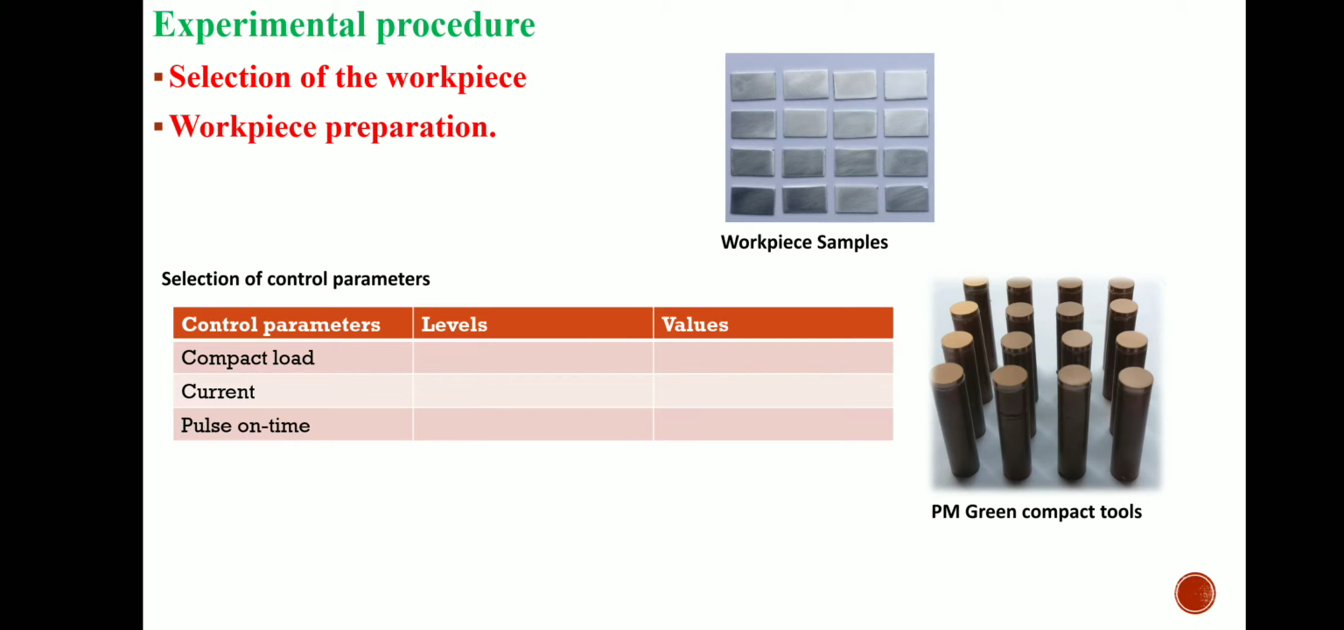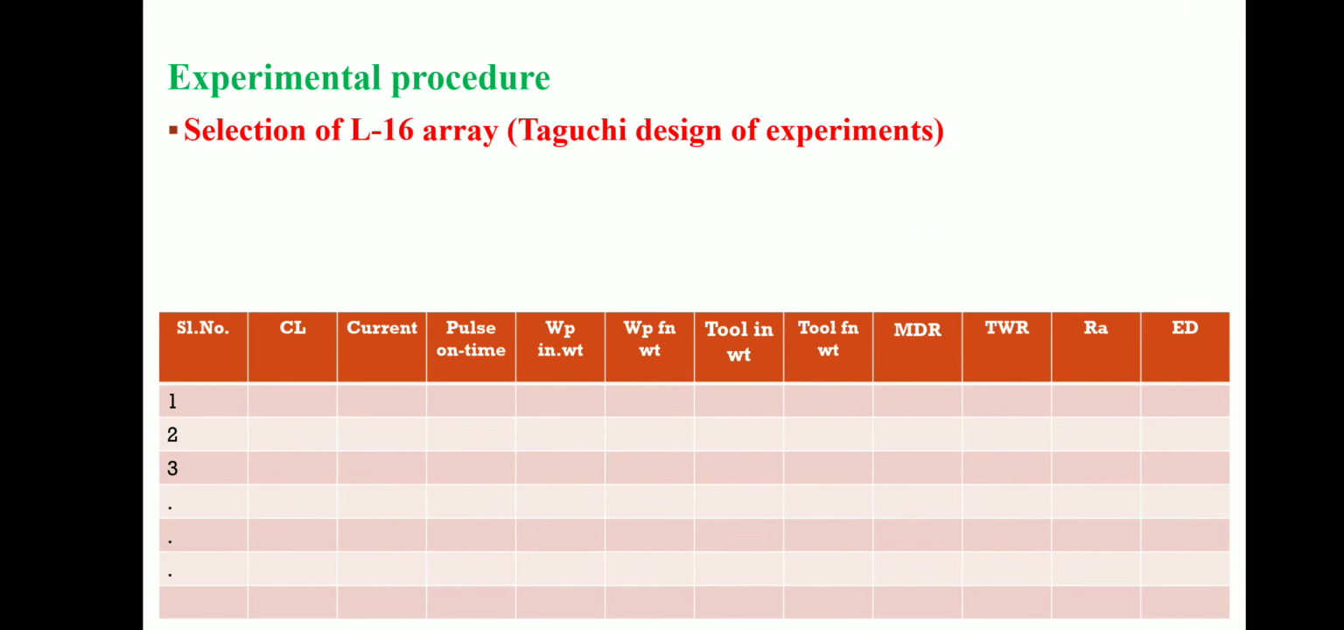The outputs of the experiments are MDR, TWR, surface roughness, and edge deviation. Generally, for three parameters with four levels, a total of 64 experimental runs is required. Using Taguchi, which is a factorial design of experiment, a very less number of experiments will predict optimized condition among the selected parameters with different levels. Therefore, an L16 array is suitable for the experimental approach. So, the number of experimental runs will reduce to 16 instead of a total of 64 experiments.